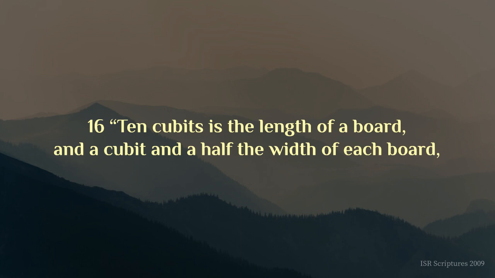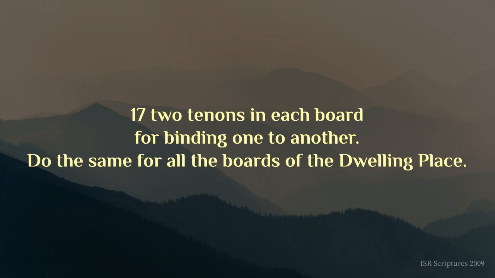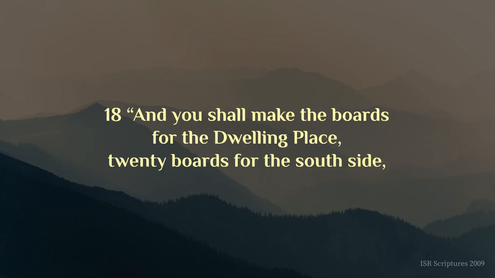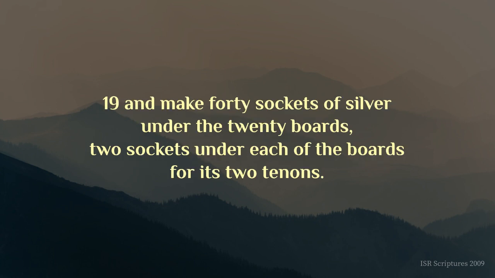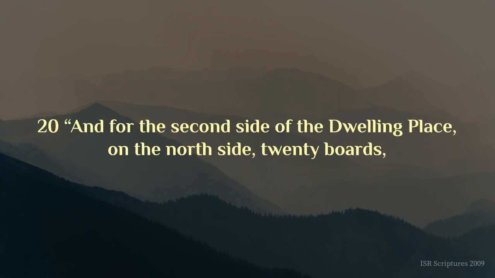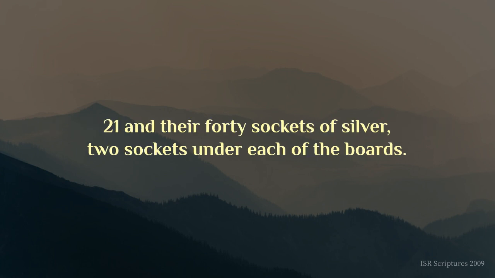10 cubits is the length of a board, and a cubit and a half the width of each board. 2 tenons in each board for binding one to another. Do the same for all the boards of the dwelling place. And you shall make the boards for the dwelling place, 20 boards for the south side, and make 40 sockets of silver under the 20 boards, 2 sockets under each of the boards for its 2 tenons. And for the second side of the dwelling place, on the north side, 20 boards, and there 40 sockets of silver, 2 sockets under each of the boards.